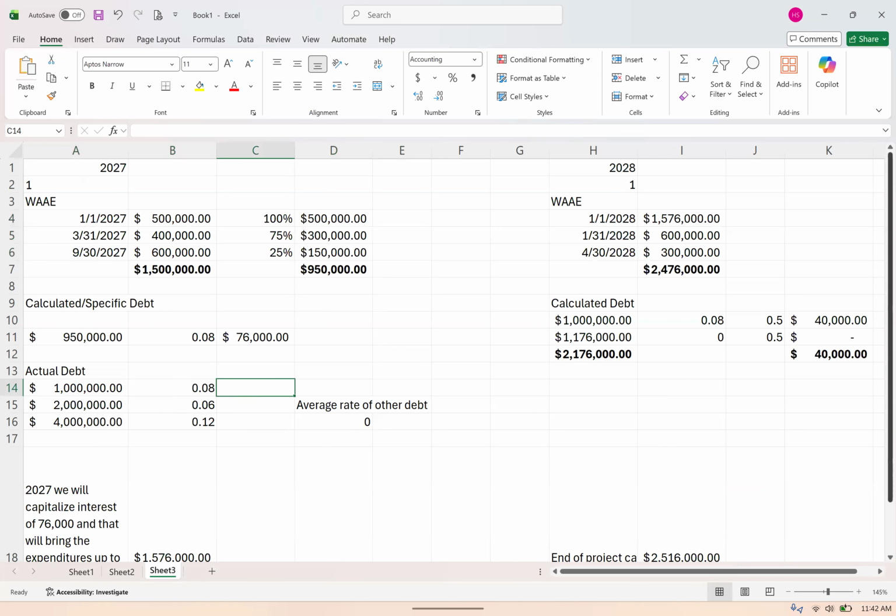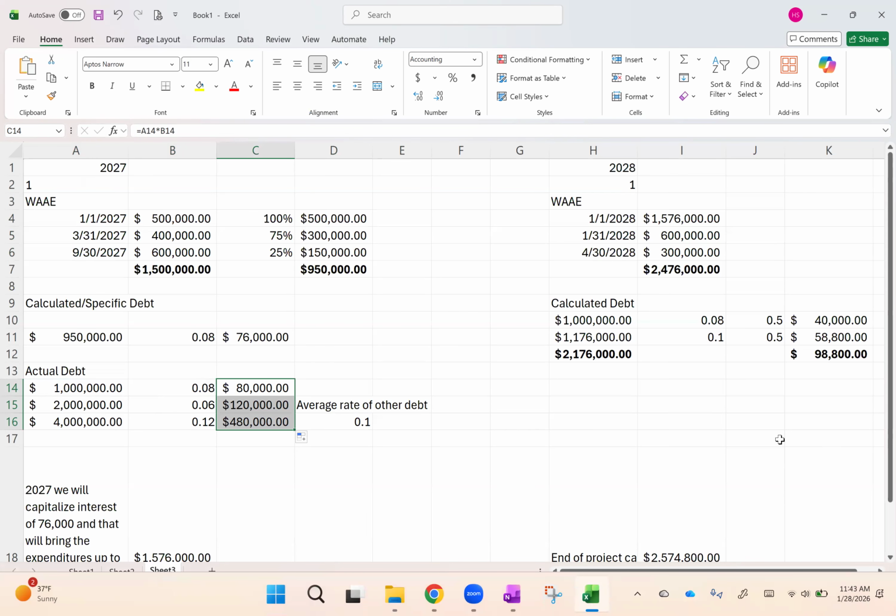Okay. So I want to do the same. I want to multiply those out. This was for a whole year, so I don't have to do a fraction on this one. So I'm going to take that 1 million, multiply it times 8%. That's how much interest I have right there. And then I'm going to come down here and drag and drop all of those. So our actual total of interest is 600.